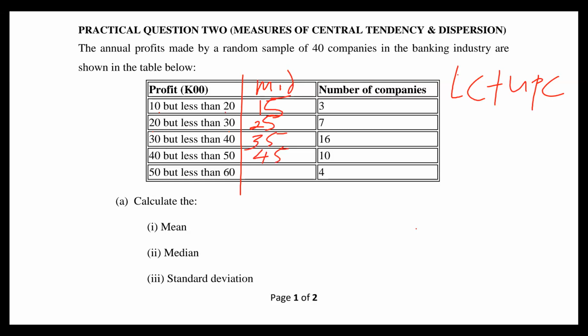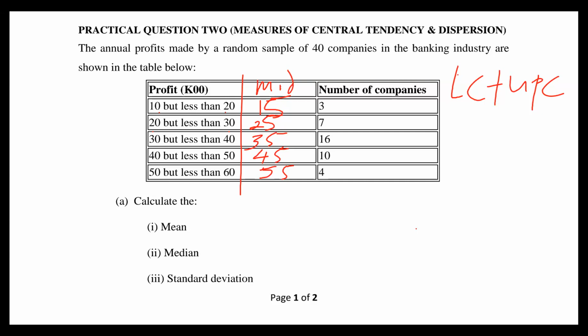So that is going to be 45? 90, yeah. 50 plus 60 is 110, divided by 2, giving us 55. This is how you find the midpoints. Is that clear?